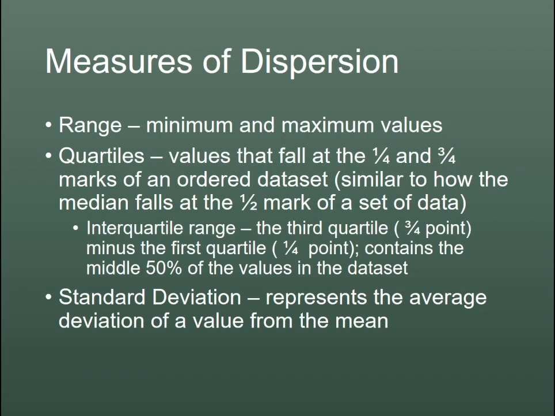Measures of dispersion, some of the most popular are the range, which is the minimum and maximum values in a set of data; quartiles, which are values that fall at the first one-quarter, and three-quarter marks of an ordered data set, similar to how the median falls at the 1/2 mark of a set of data that's ordered. The interquartile range is the third quartile, which is the 3/4 point, minus the first quartile, which is the 1/4 point, and it contains the middle 50% of the values in the data set.